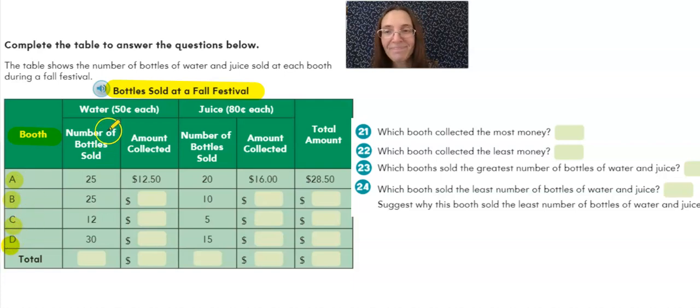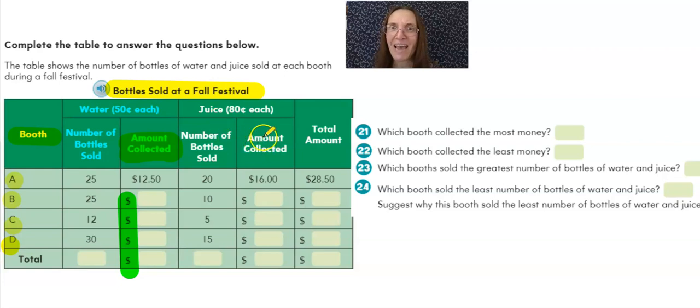D. Now, I notice that there's a label here that goes for 2 different rows or columns. So this is saying that water is being sold, and every bottle of water is 50 cents. Here we have the number of bottles sold, and next to it in this column, we have the amount of money collected. And I can sort of see right here with these dollar signs that this is a column that will be sharing with me about money.